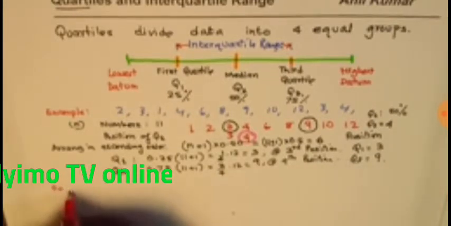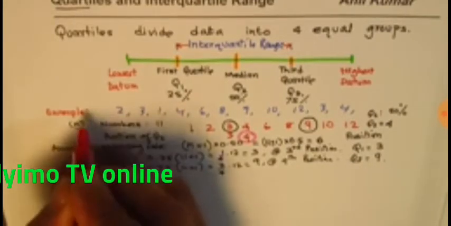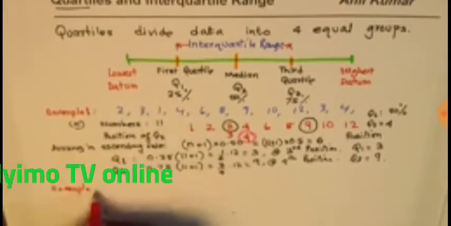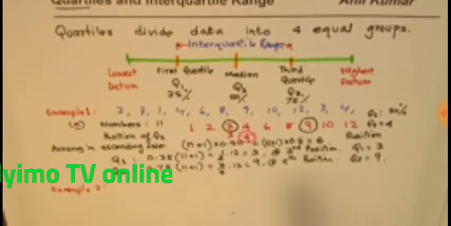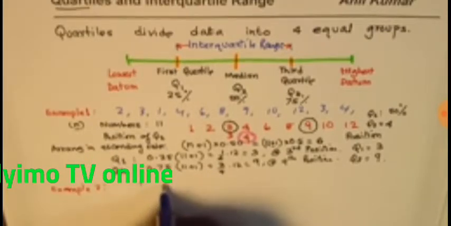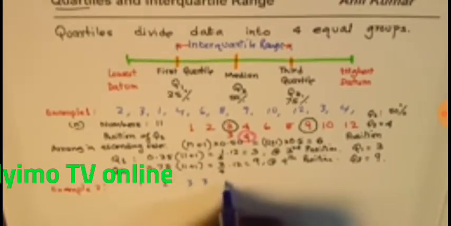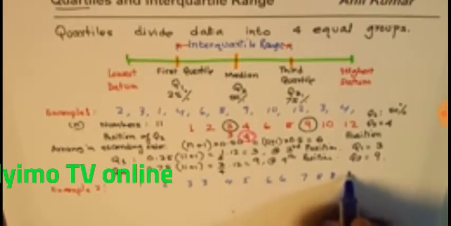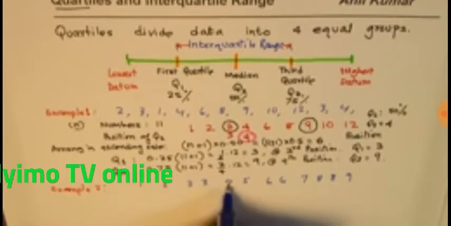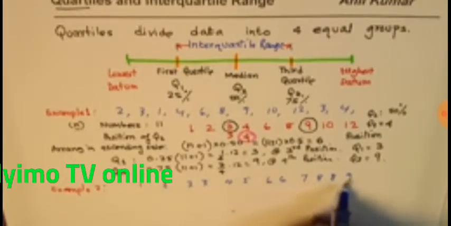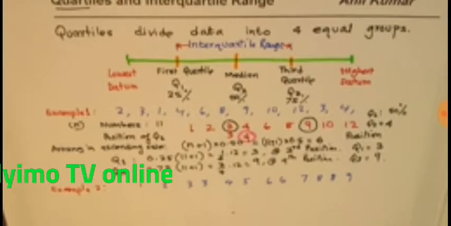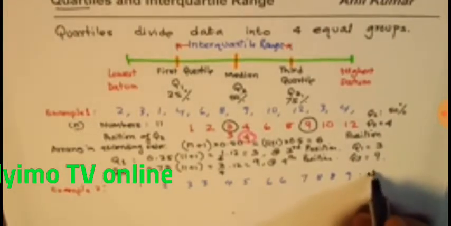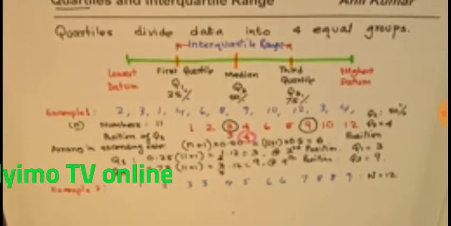Now what happens if in our example 2, let's say this is example 1, we had odd numbers, and let's take even numbers now. For simplicity, I'll write down the numbers in increasing order. So let's say the numbers are 1, 2, 3, 3, 4, 5, 6, 6, 7, 8, 8, 9. So this time we have 12 numbers.